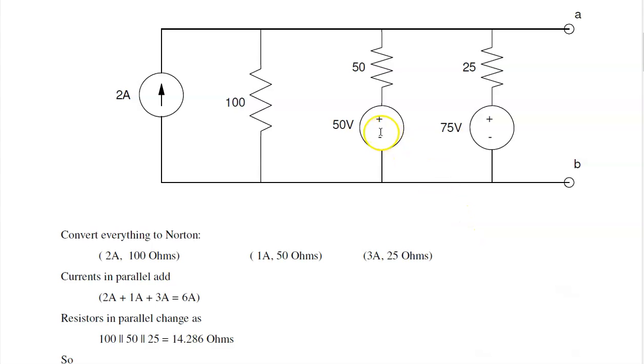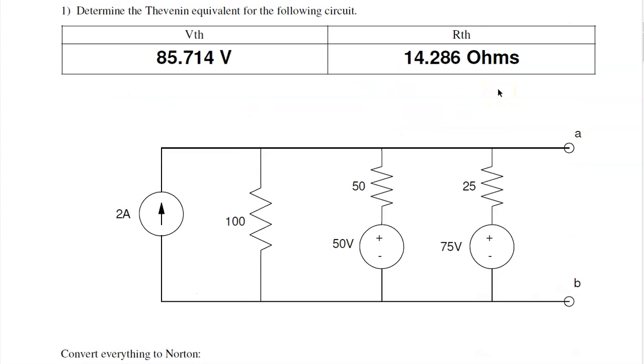So doing that, the 50 volts, 50 ohms becomes 1 amp, V over R, and 50 ohms. This becomes 3 amps and 25 ohms. The current then is 3 amps plus 1 amp plus 2 amps, 6 amps. The resistance is 100, in parallel with 50 and in parallel with 25, which gives you 14.26 ohms.